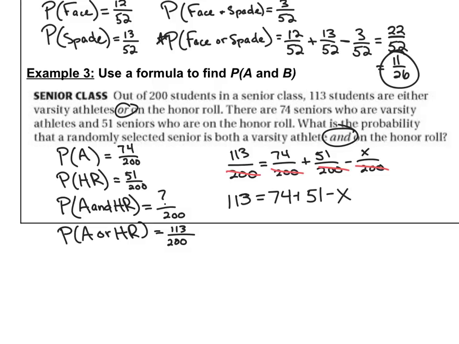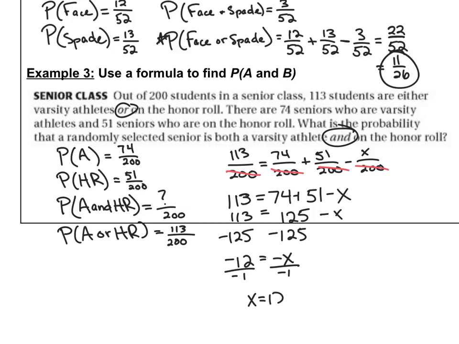So 74 plus 51 is 125. We're going to subtract that 125 on both sides. We're going to get negative 12 equal to negative x. Obviously, we're going to divide by negative 1 on both sides, and in this case, x equals 12. So there are 12 students who are both an athlete and on the honor roll. All right? Let's go ahead and flip over to the next page.